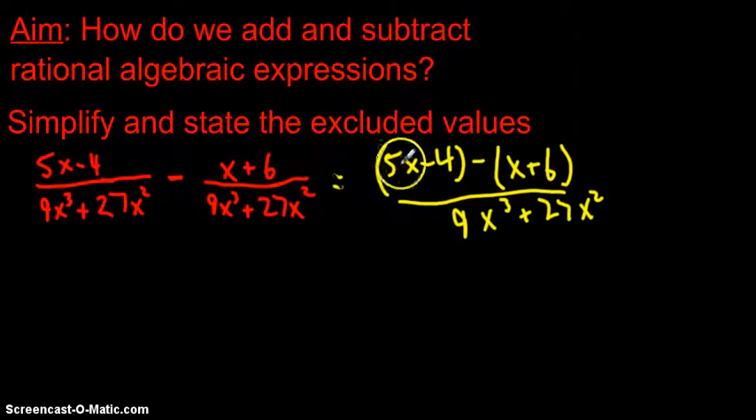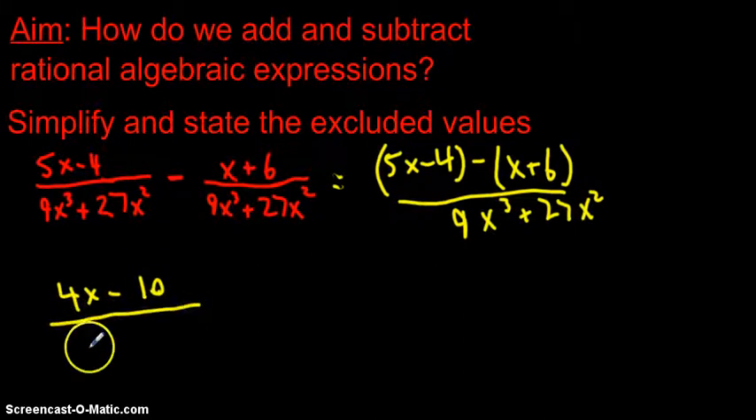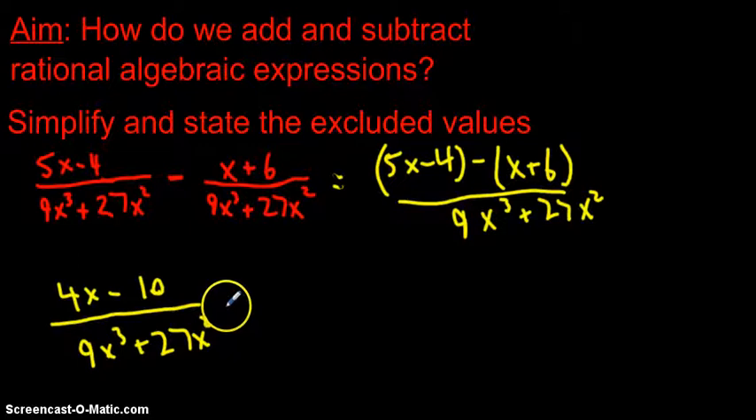Alright, so we'll combine these terms. 5x minus x is 4x, and minus 4 minus 6 is minus 10. All of that over 9x to the third plus 27x squared. Can we simplify this? The GCF of the numerator is 2, and the GCF of the denominator is 3x squared. While simplifying this isn't helpful, this is our final answer.